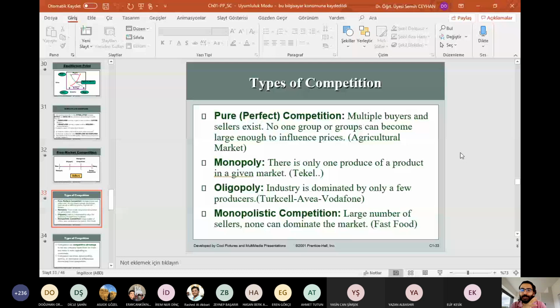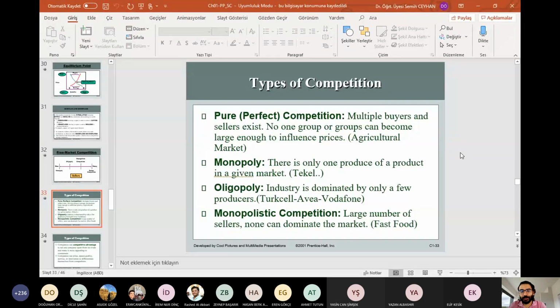Oligopoly means that the industry is dominated by only a few producers. Like you can think about the communication industry: Turkcell, Avea, Vodafone, right? They have the industry in their hands, and they have an oligopoly industry. It's very hard for you to open up a new company and want to be like Turkcell or Vodafone, right? It requires huge investments, and it's very hard.